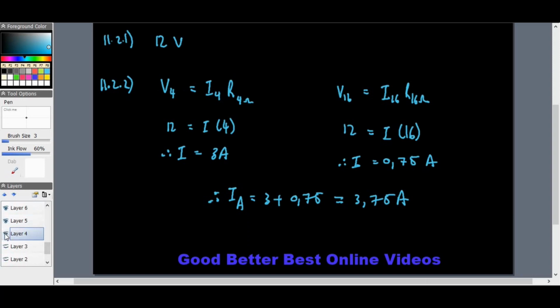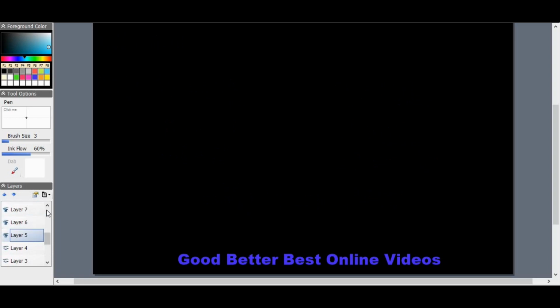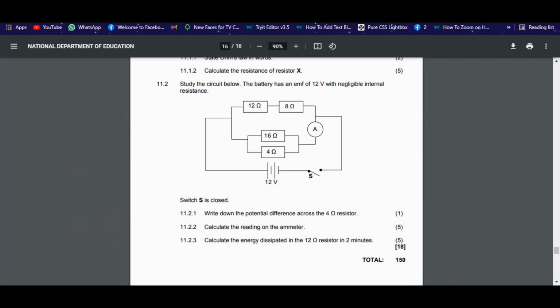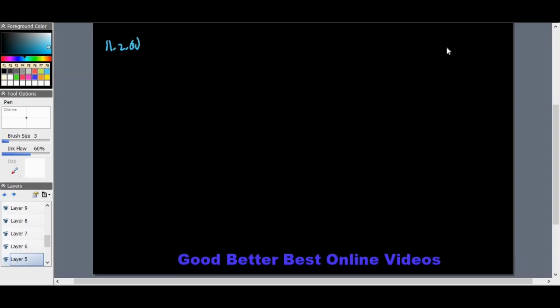Okay, let's finish and then I'll answer any discrepancies. Let's come over here. 11.2.3. Okay, this is slightly different. I think they're asking for the energy dissipated in the 12 ohm resistor in 2 minutes. So the resistor that we're busy with here is the 12 ohm resistor, and the time here is 120 seconds because it's 2 minutes.